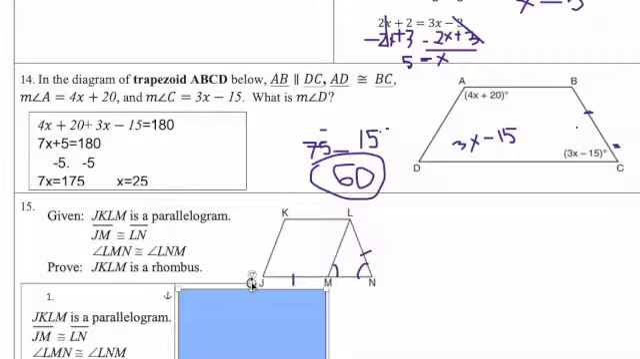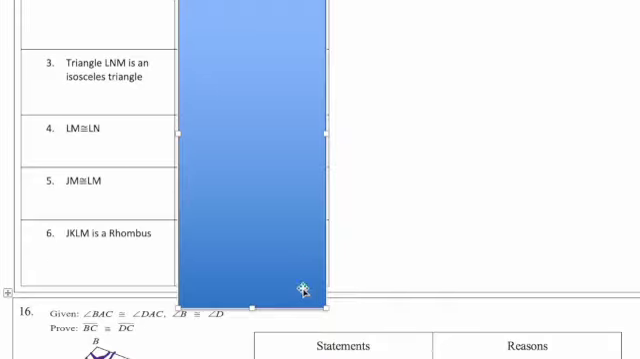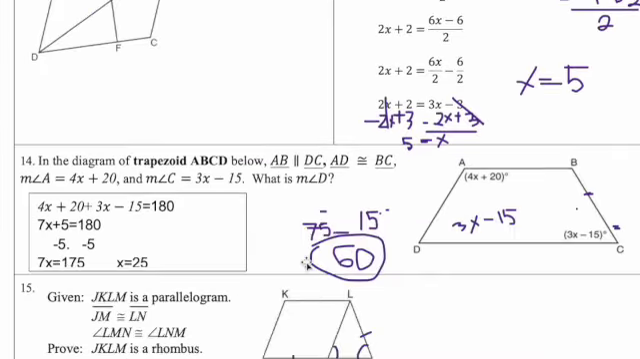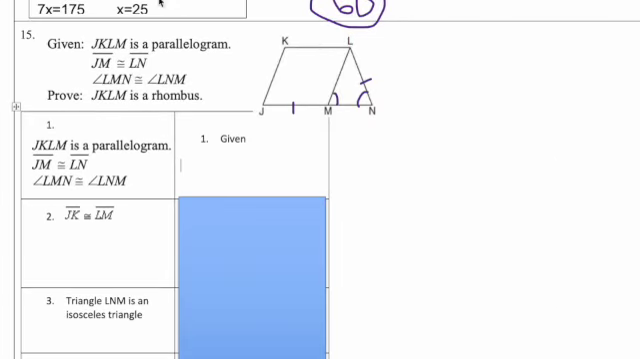All right, from there we can show that JK and LM are congruent, and that's because opposite sides of a parallelogram are congruent.